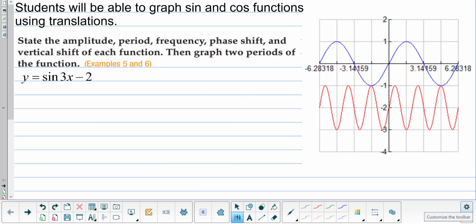Students will be able to graph sine and cosine functions using translations. State the amplitude, period, frequency, phase shift, and vertical shift of each function, then graph two periods of the function.